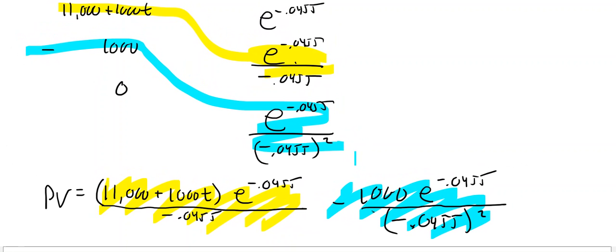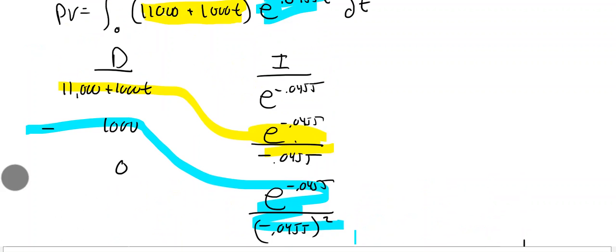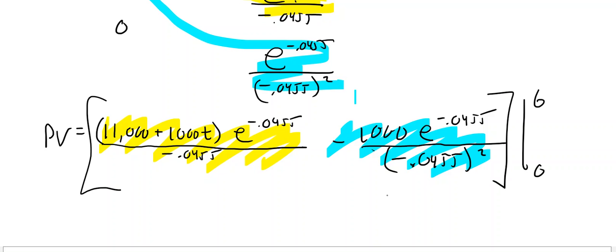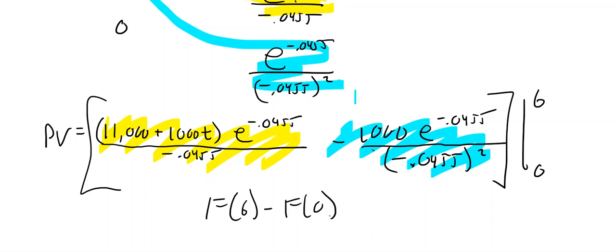Now, my recommendation is you just pop that all into Desmos, and then we're going to be evaluating that from 0 to 6. Be careful when you put all that into Desmos. This whole thing is your antiderivative. And then you're just going to do f of 6 minus f of 0. So the emphasis in this video is how to set up these problems. The integration is actually, in most cases, pretty simple. And then you just evaluate the antiderivative using Desmos.